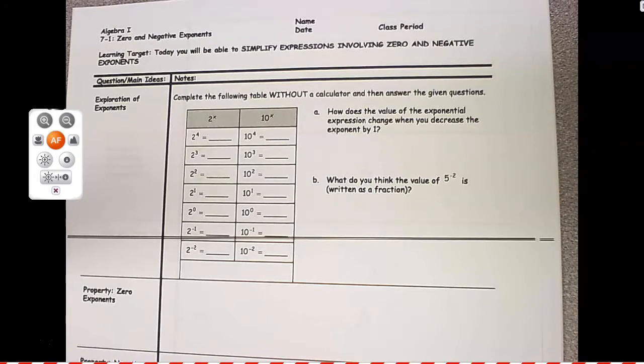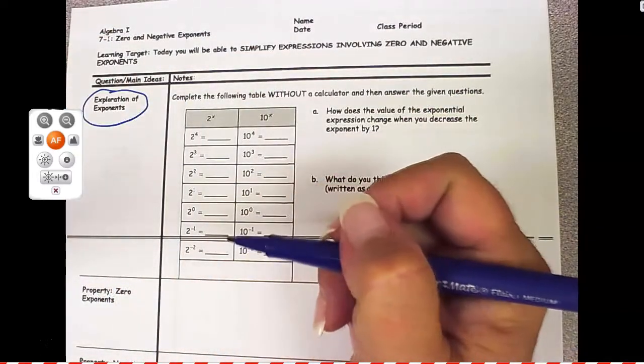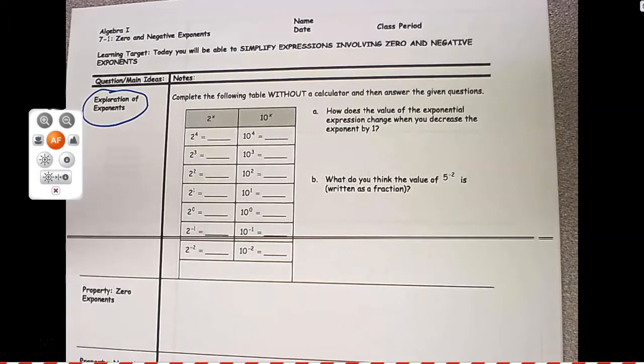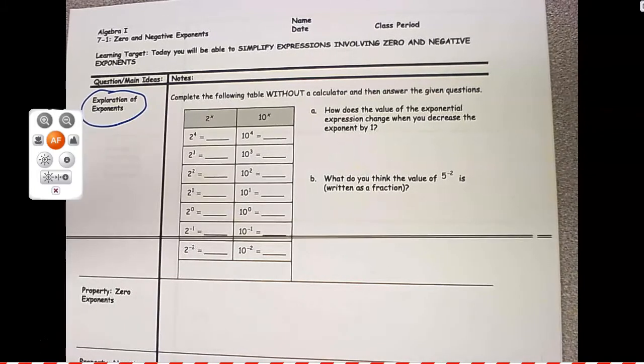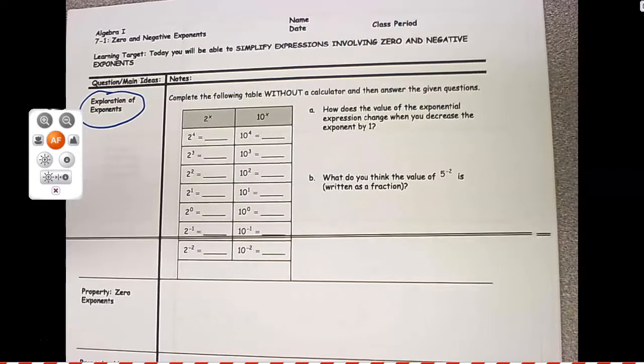Please take a look. We're going to start our study of exponents with an exploration activity. If you take a look at the chart, I'd like you to pause the video and see if you can fill in the answers without a calculator. So pause the video and check your answers with what I have written down.